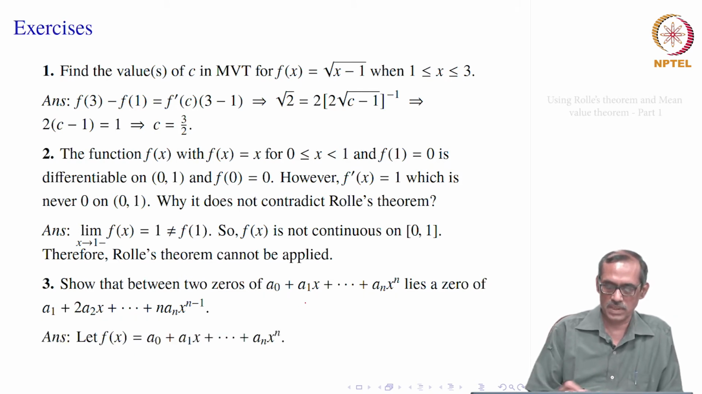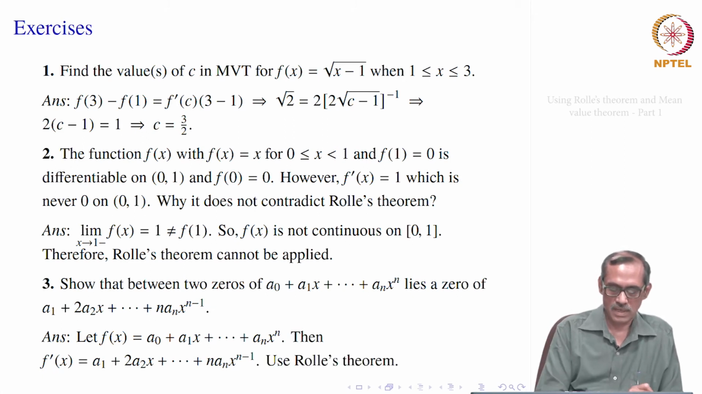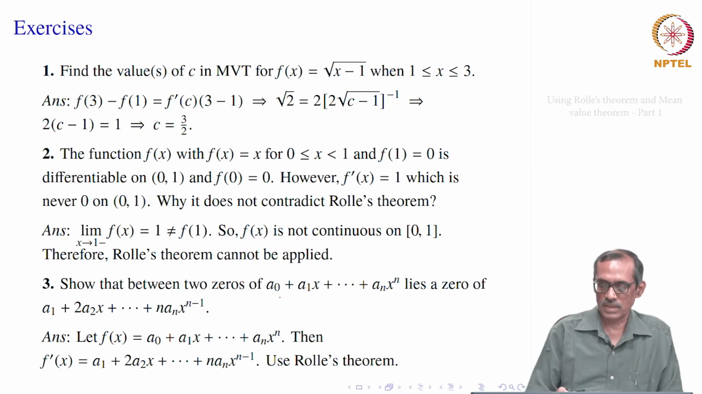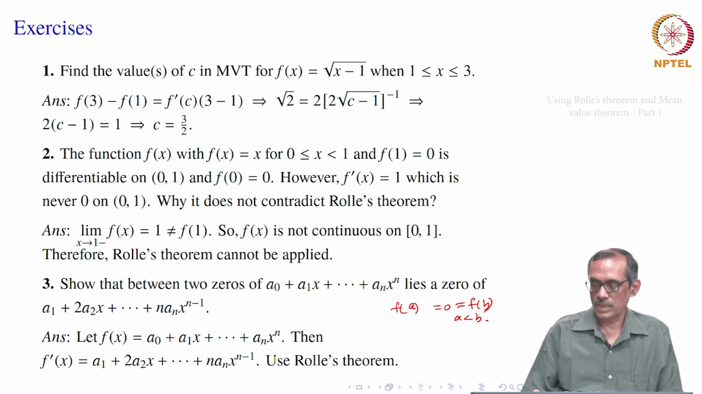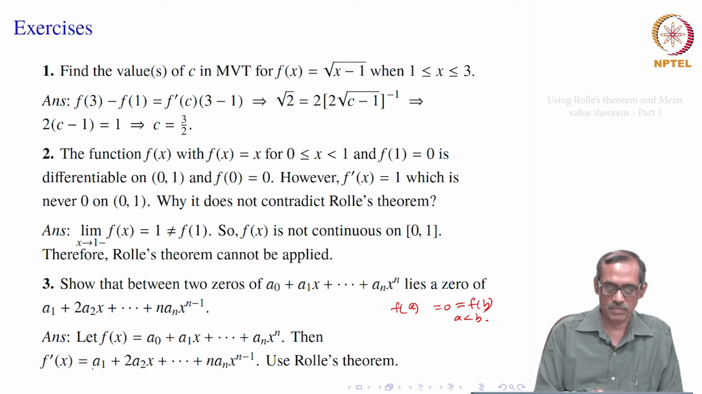Let f of x be the first polynomial, then f prime x is equal to the second polynomial, right. So, Rolle's theorem says that if a is a root, that is f of a equal to 0, that is also equal to f of b for a less than b, then between a and b there is a point c where its derivative should be 0. Therefore, there is a 0 of this between any two zeros of the first polynomial. Okay.